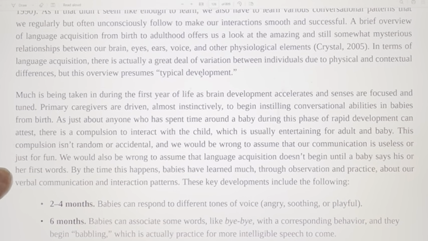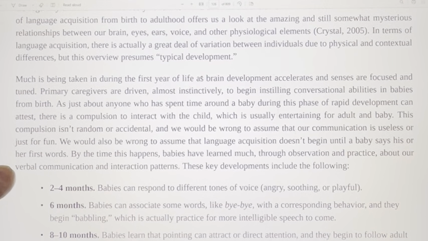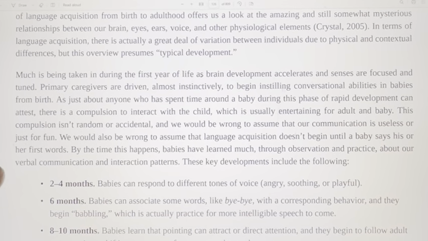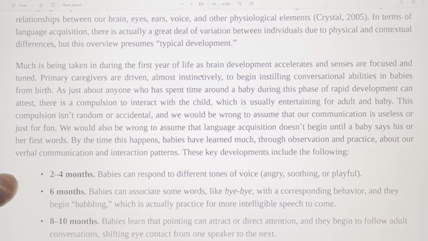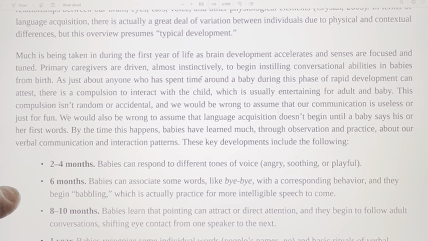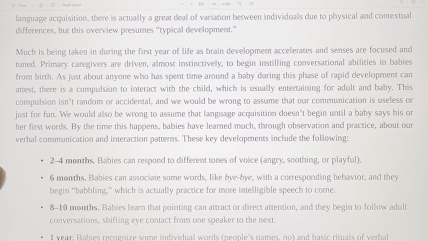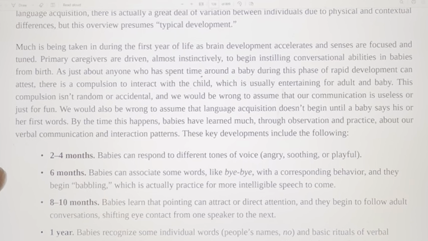A brief overview of language acquisition from birth to adulthood offers us a look at the amazing and still somewhat mysterious relationships between our brain, eyes, ears, voice, and other physiological elements. In terms of language acquisition, there is actually a great deal of variation between individuals due to physical and contextual differences, but this overview presumes typical development. That's really important because a lot of this book does not really relate to the way people with autism, depending on the severity of autism that they have, interact with the world.